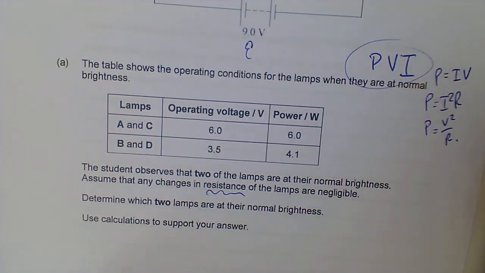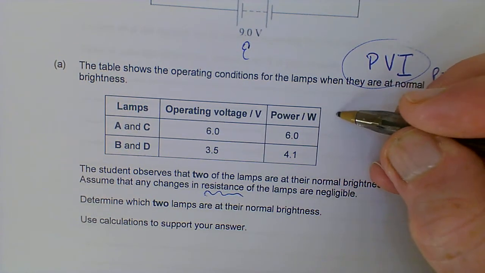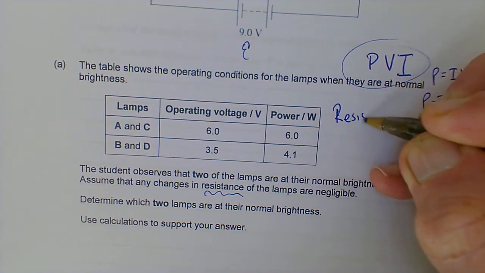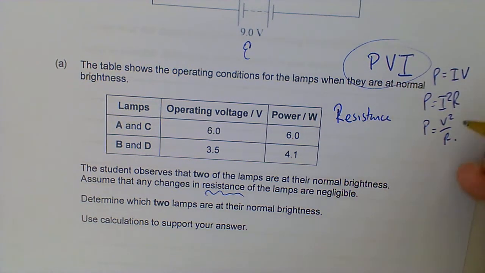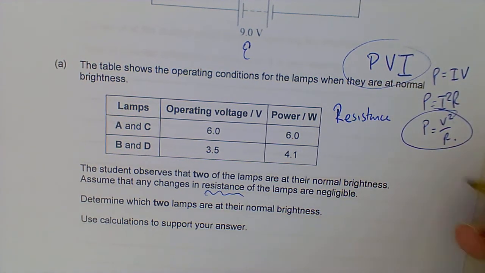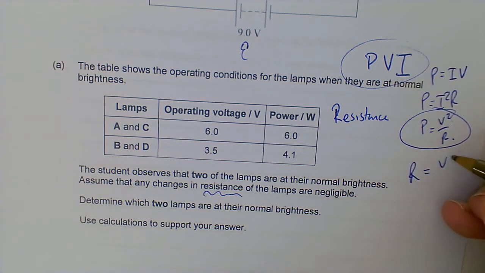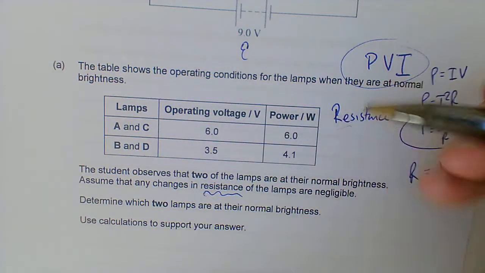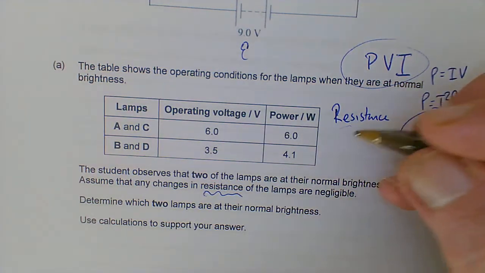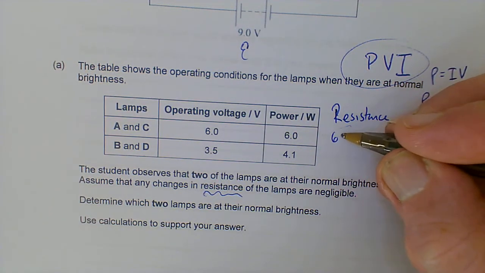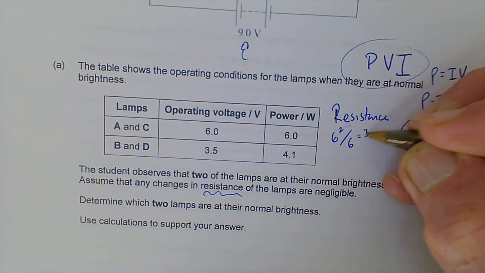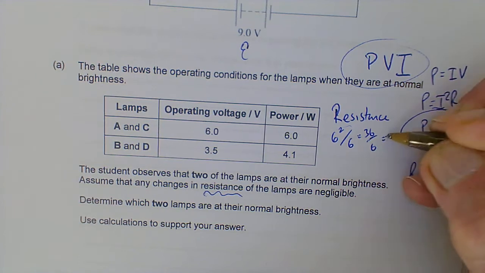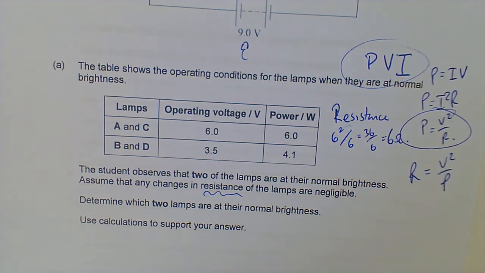It gives us a table. Why would it give us a table? Because we're going to use the information in it. I want to know the resistance of these lamps. Using that formula there, R equals V squared over P. So to get R for A and C, I'm going to do V squared over P, so it would be 6 squared over 6, 36 over 6, 6 ohms. Right?